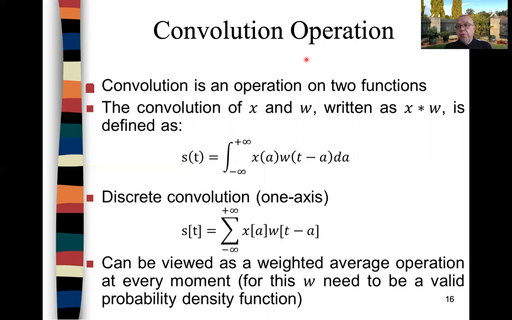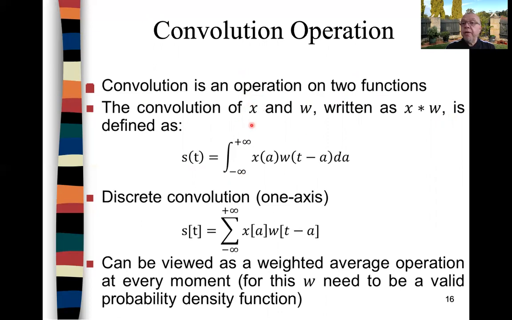Okay, so let's start with the convolutional layer. The convolution operation, as I explained, is an operation between signals, instead of the addition and subtraction between real numbers. So convolution is an operation of two functions. The convolution of x and w is defined by this formula.